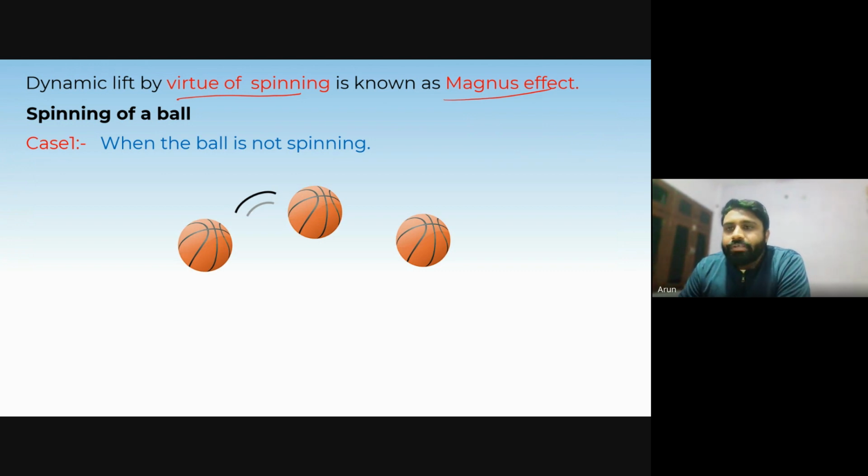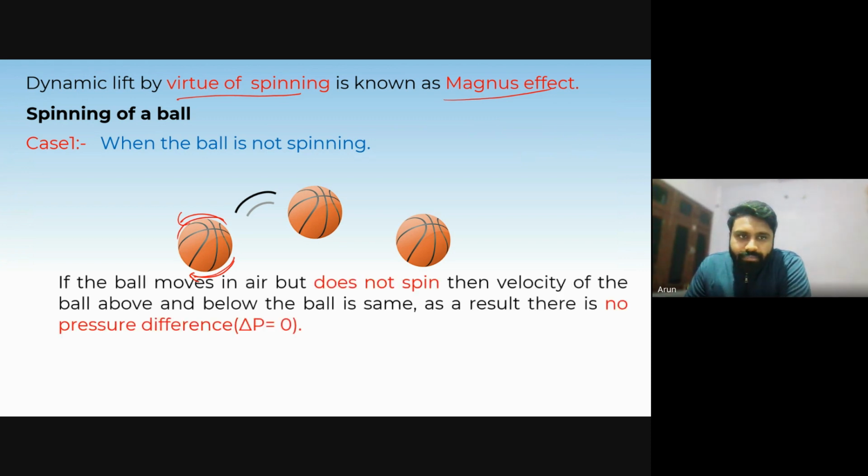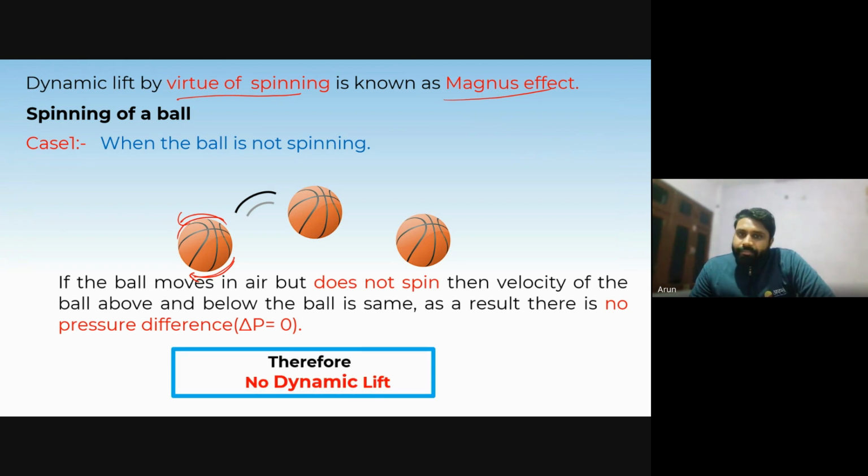So case one, when the ball is not spinning. Spinning means it is rotating on its own axis. So in case one, it is not spinning. Because it is moving in the air, air will pass through it. So the velocity of air on both sides will be the same. So if the ball moves in air but does not spin, the velocity above and below the ball is the same. As a result, there is no pressure difference because velocities are the same. Therefore, no dynamic lift in this case.